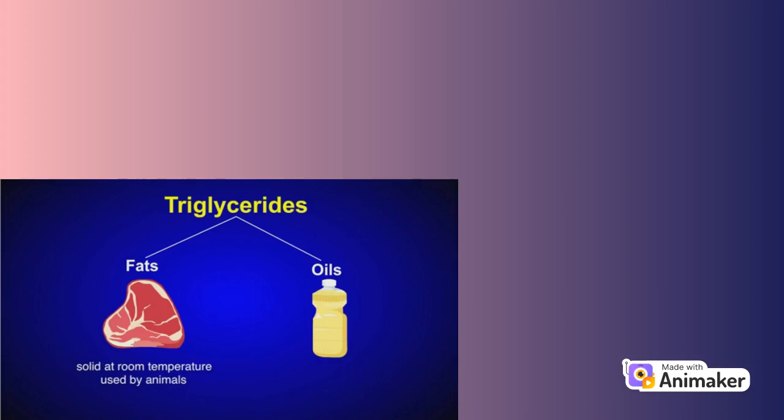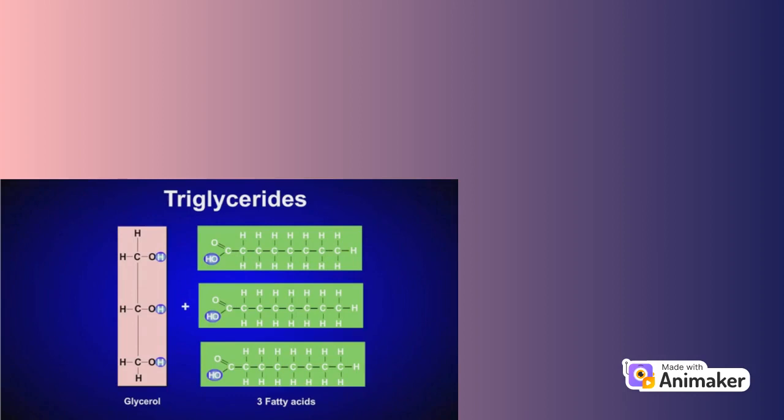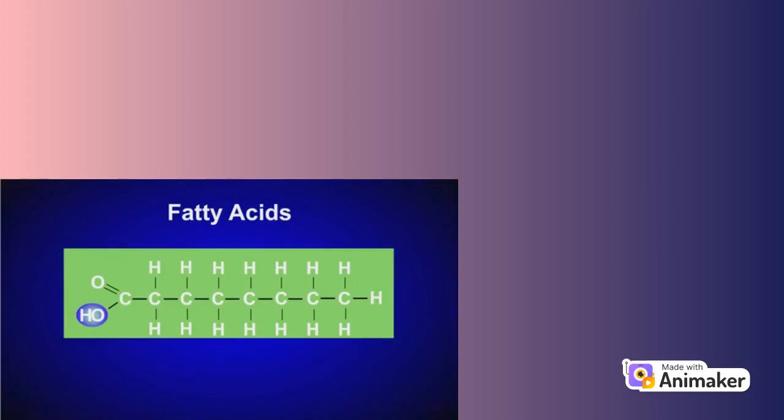Let's take a look at the category of lipid known as triglycerides. Triglycerides include the fats and oils. Fats, such as lard and butter, are solid at room temperature and are used by animals for insulation, protection, and long-term energy storage. Oils such as corn oil and olive oil are liquid at room temperature and are used by plants for long-term energy storage.